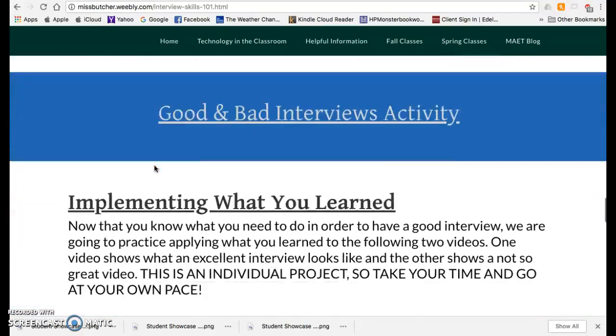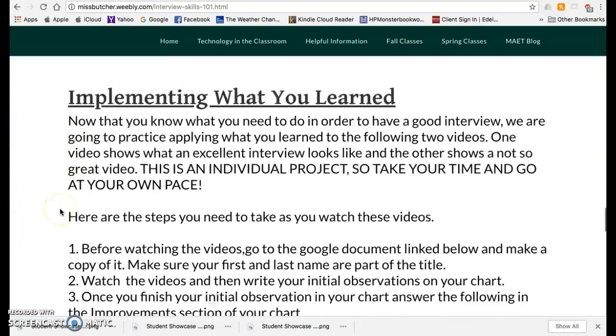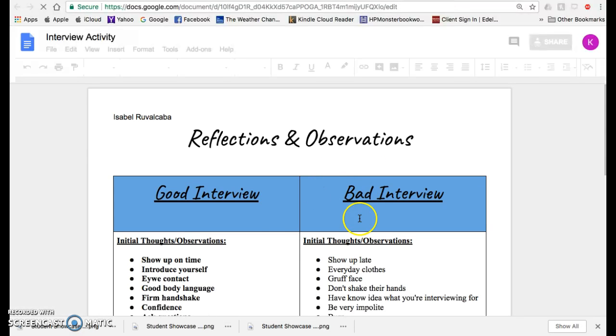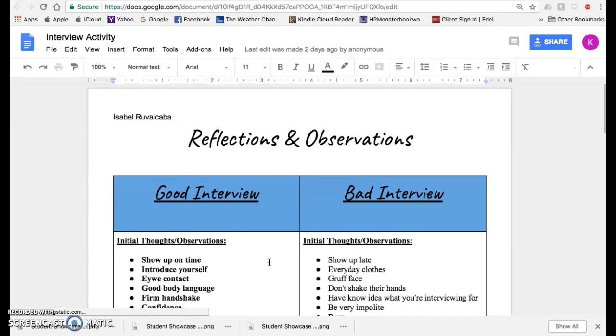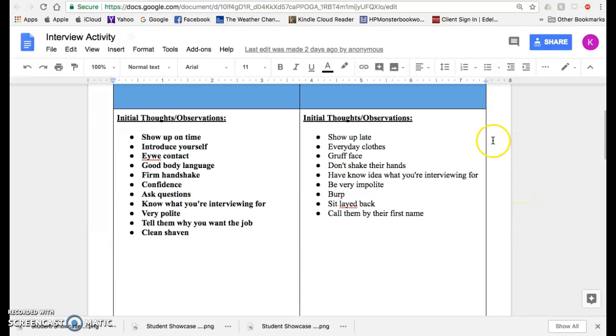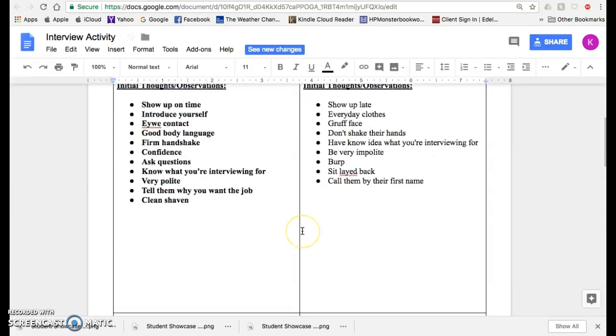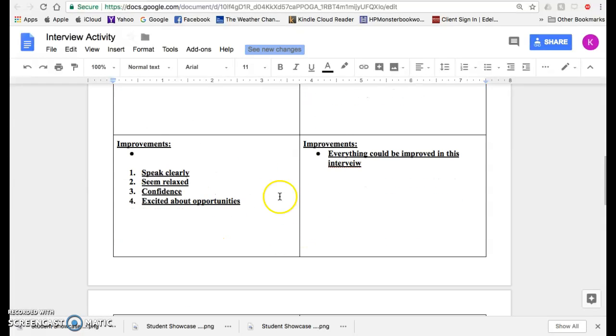And then the last part of this is I actually gave them examples of good and bad interviews, and then they had this Google chart that they got to fill out. So this is one of my students' examples because she didn't follow directions quite right, but that's okay. I can show you what she did. I had them do their initial thoughts for the good interview and the bad interview. And then I had them say, okay, what could be done better?